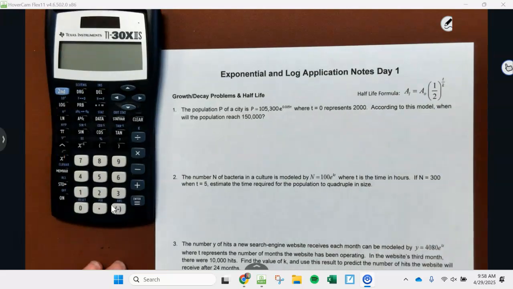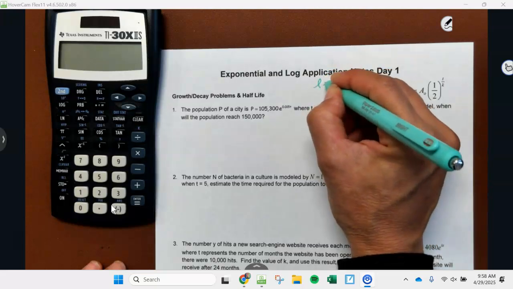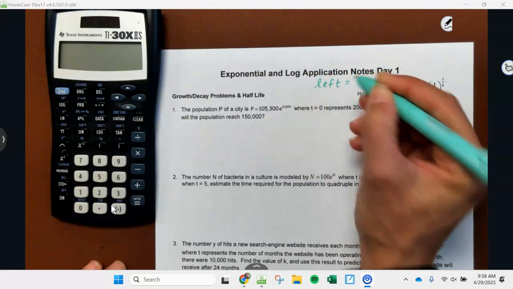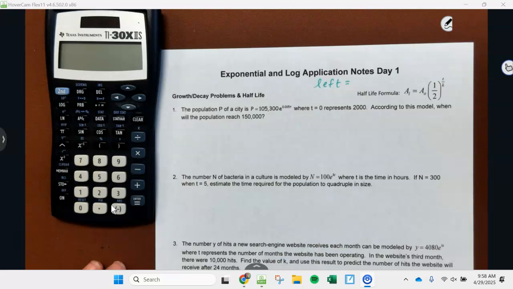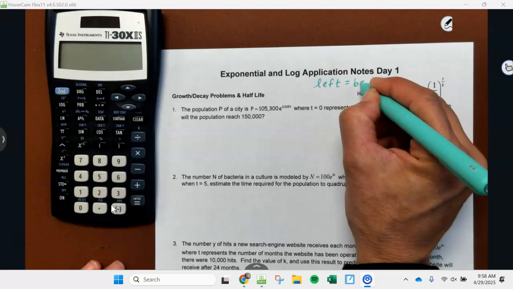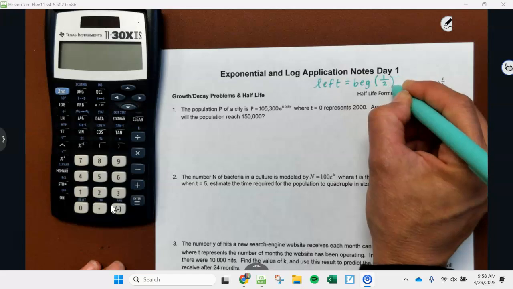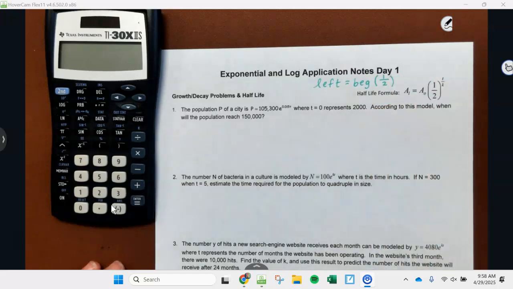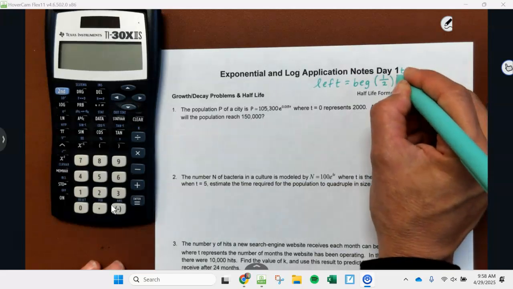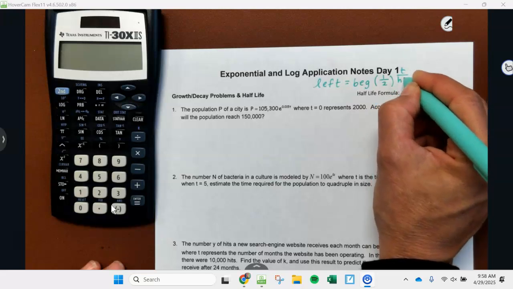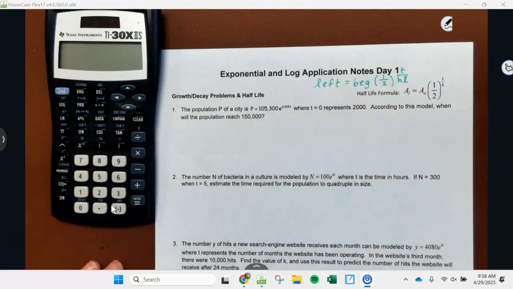So remember, half-life is the amount left. I'm just going to write it conceptually. Half-life is the amount left, and it's equal to the beginning. I'm just going to abbreviate. Beginning amount is always raised to the 1/2, and it's always time over half-life time. That's the exponent. But we'll talk more about half-life in a minute. Let's go ahead and pop into number 1.